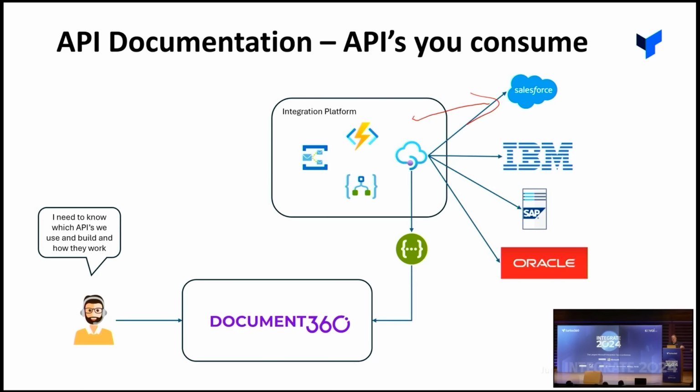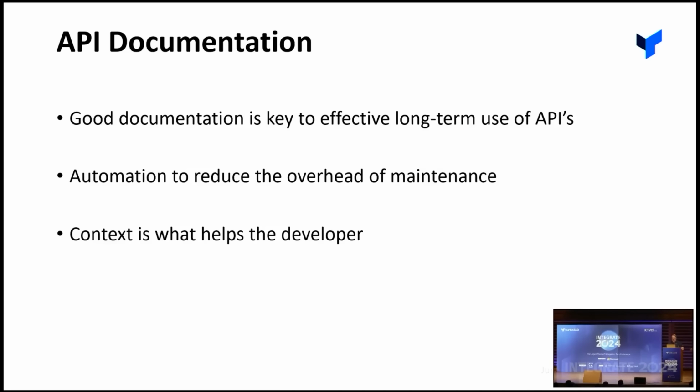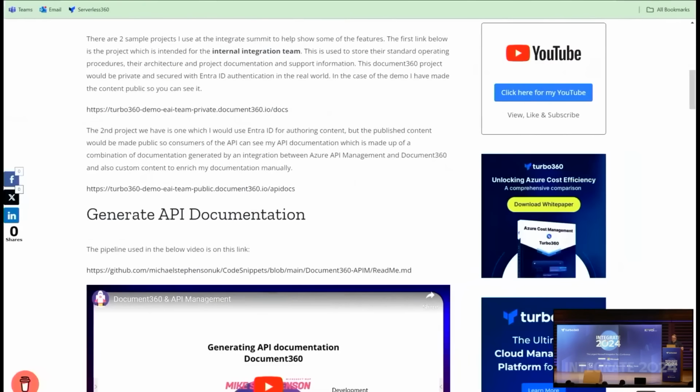So the developer who did project 1 and uses 2 operations, what can he do now that helps the developer in 3 months' time when we have another project using the same API? We need good documentation. Ideally, we'd like some automation to reduce the overhead, and we'd like to have some context to explain what it is doing.